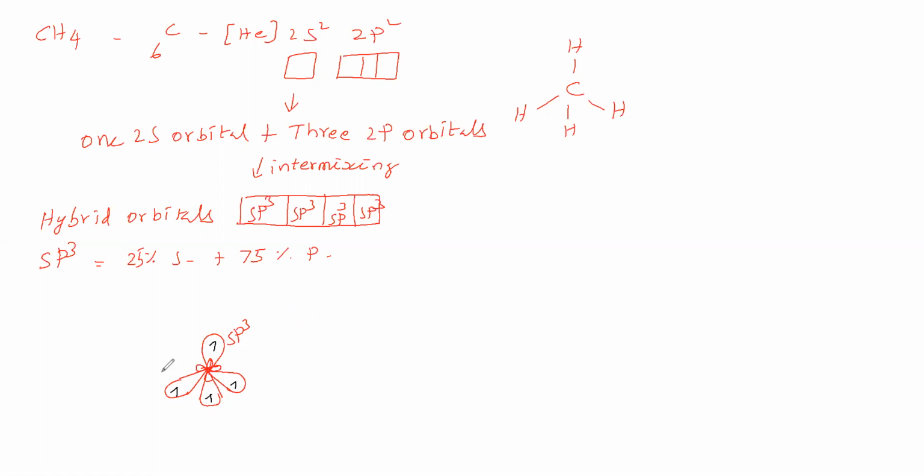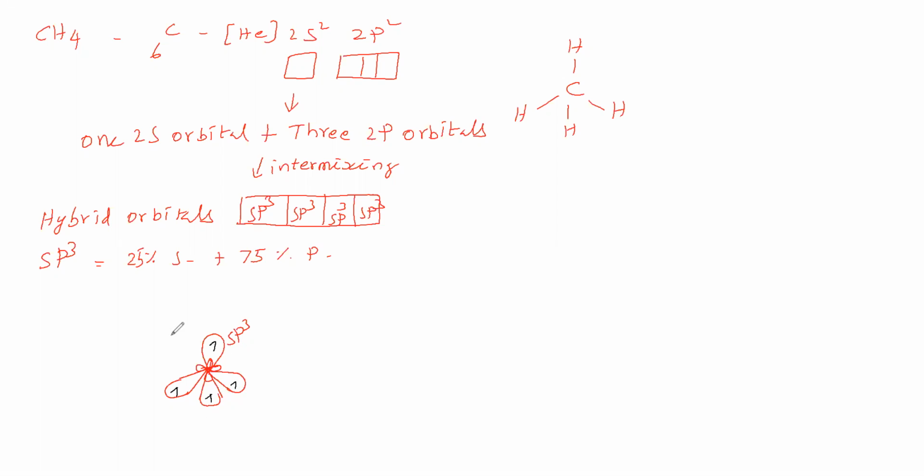How this tetrahedron is there: two hybrid orbitals will be in one plane. One hybrid orbital will be away from the plane, that means rear to the plane. Another hybrid orbital will be front to the plane. Suppose these two hybrid orbitals are in the plane of this screen. Then this orbital is rear of this plane. This orbital is closer to us. Like this we have to consider.